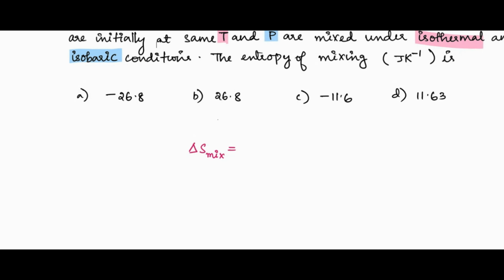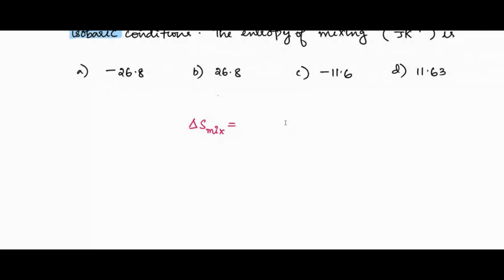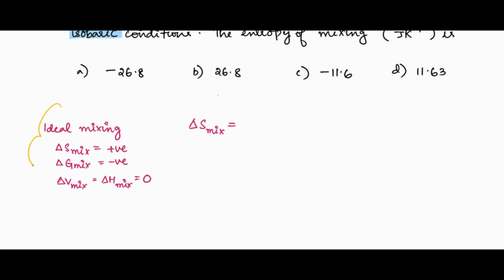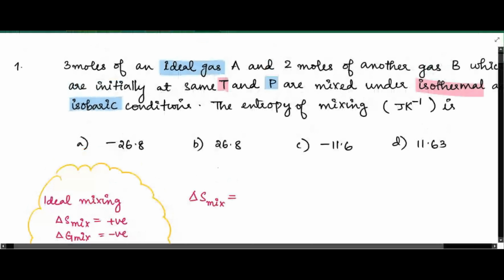ചെയ്തിട്ടുള്ളത് ideal mixing നെ കുറിച്ചിട്ടാണ്. So when you mix two fluids and if that mixing is happening ideally, there are some conditions. One, the value of delta S mix will be positive. The value of delta G mix will be negative. And delta V mix and delta H mix will be 0. These are some of the conditions of ideal mixing. Okay, these are some properties we see when mixing ideal gases or ideal solutions.